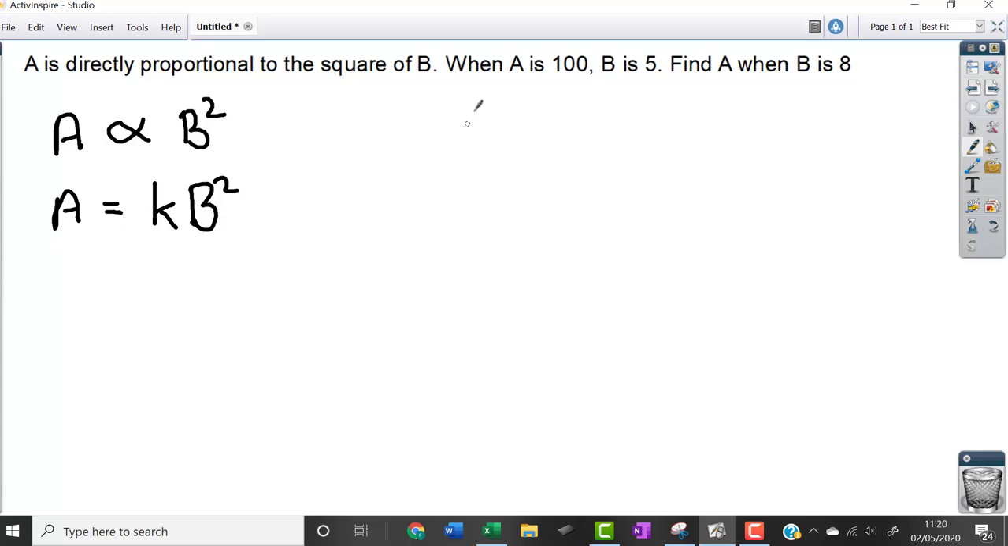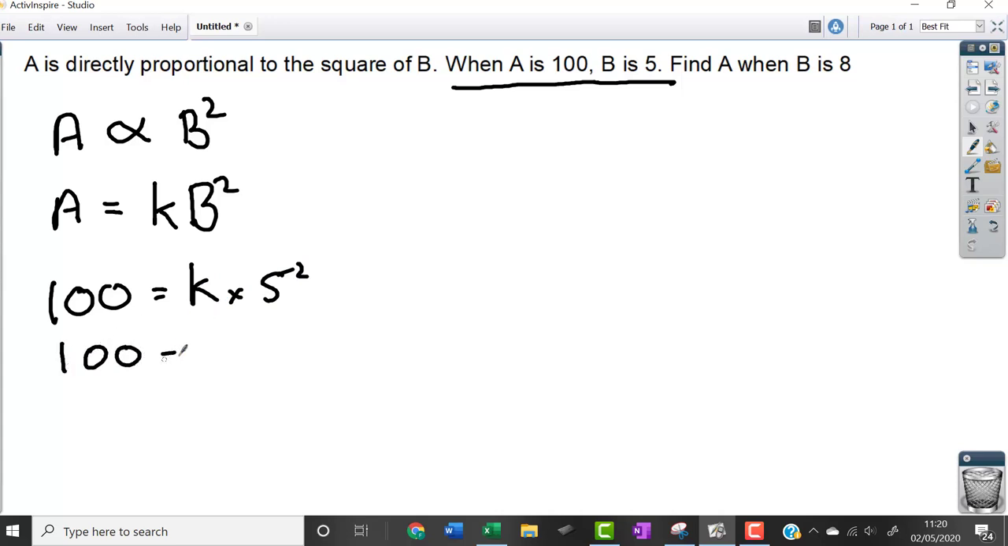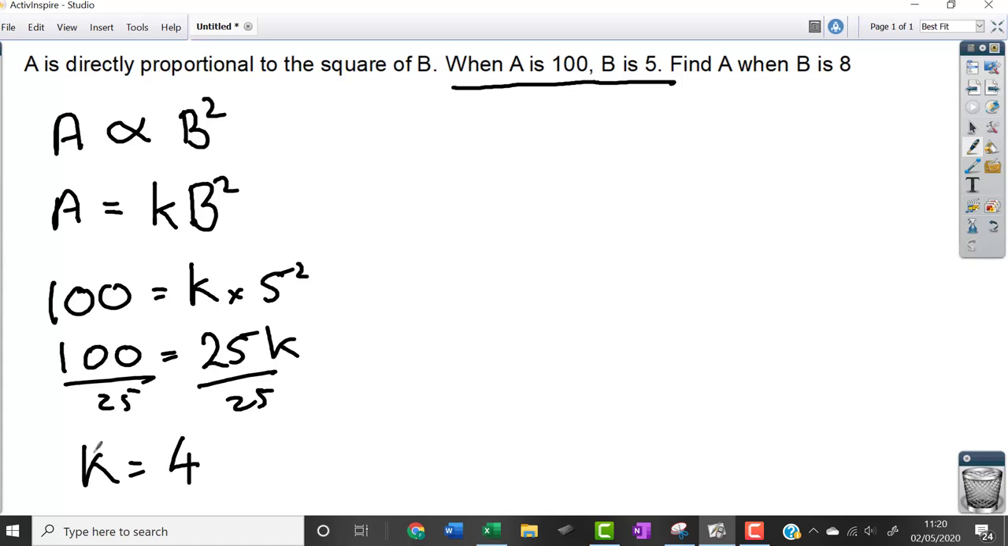The next part is we're now going to use the information that we have. When A is 100, B is 5. So we're just going to substitute that in. So A is 100 equals K times B squared, 5 squared. So 100 equals 25K. I've now got to find what K is, so I have to get rid of the times by 25. The opposite, or the inverse of times by 25, is divide by 25. So I have to do that on both sides. So K equals 100 divided by 25, which is 4.